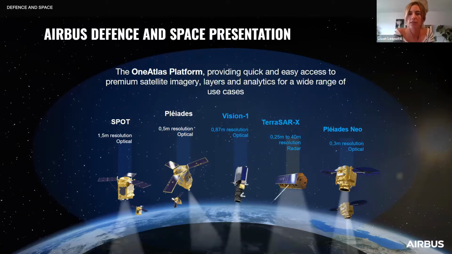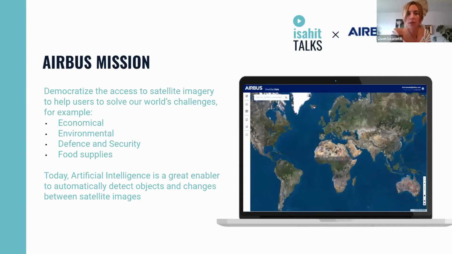And we have also another fleet of satellites, Vision 1, which is an optical sensor. TerraSAR-X, this time, is a radar sensor, which is very useful to see through the clouds, which is not possible with optical. And last but not least, we have Pleiades Neo, which is going to be integrated very soon, and it's a 30 centimeter optical satellite. These sensors are integrated within One Atlas, which is our platform that you can see now in the snapshot.